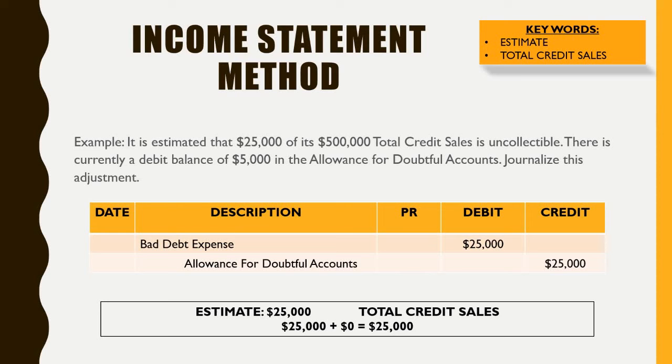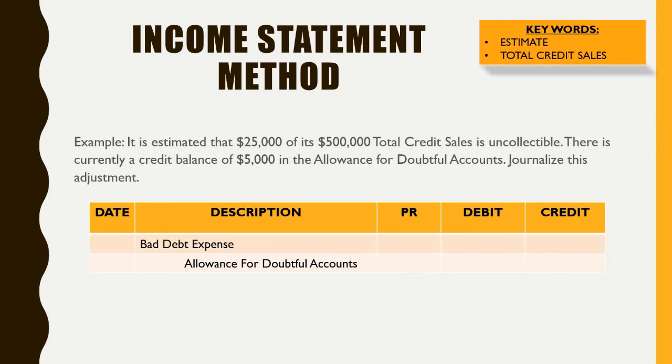So therefore, with that assumption, you're going to ignore that second half of that sentence. You don't care if there's any type of balance in the allowance for doubtful accounts because it doesn't affect the income statement. So here we're automatically going to jump right in and look at the estimated amount, and that's the number. Okay. So let's try it again.